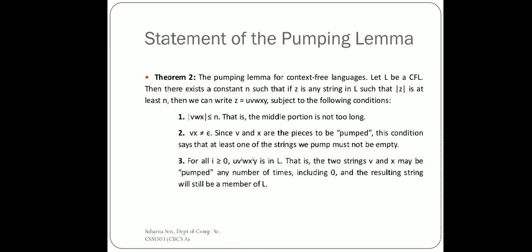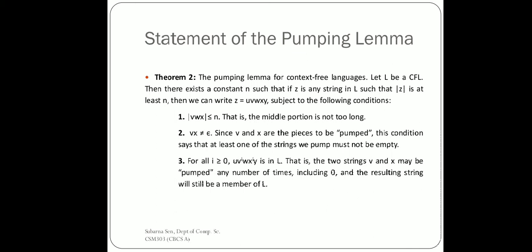Here we will follow these 3 conditions. The first point is the length of vwx. If you see the divided string, z equals uvwxy, the middle part vwx should be less than or equal to n, and we have assumed the total size of z should be at least n. So the middle part is not too long; it should always be less than or equal to n.